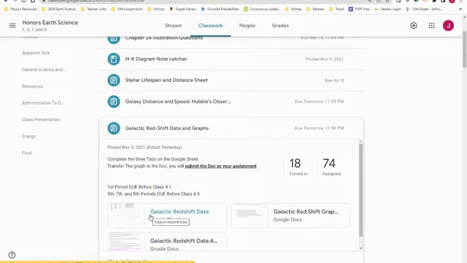This one here, the Google Sheets, is where you will do most of your work. You will make your graph and then import it. And this one right here is the one that you will submit back to me. This is the only document that you will submit back to me. You should get this done fairly quickly, so I'm going to walk you through it right now.